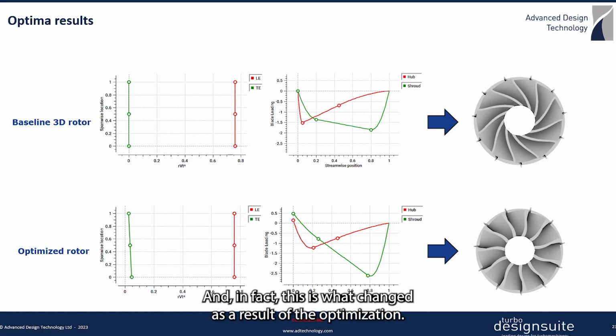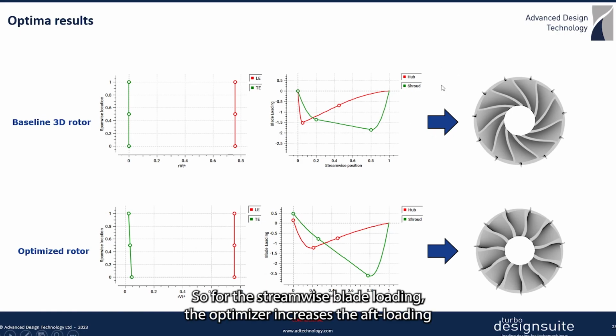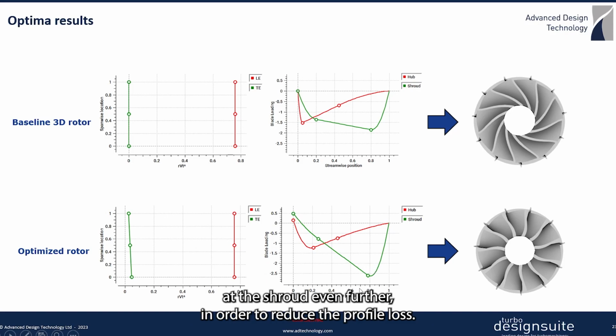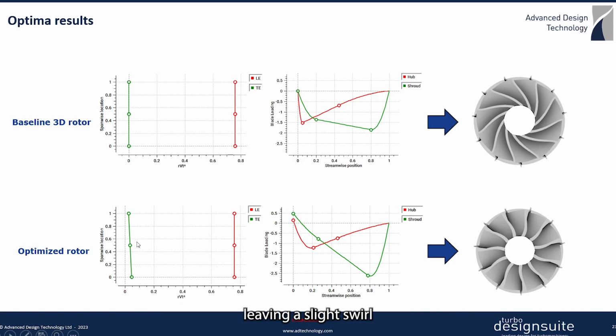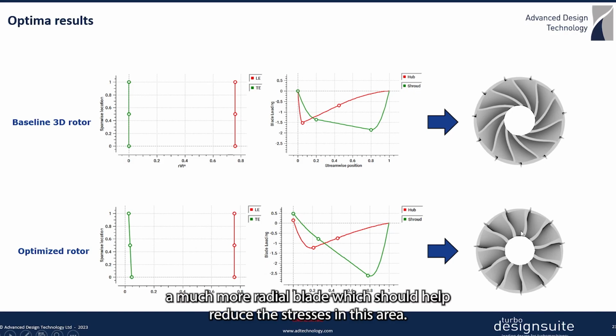And in fact, this is what changed as a result of the optimization. So for the streamwise blade loading, the optimizer increases the aft loading at the shroud even further in order to reduce the profile loss. And for the span-wise work distribution, you can see that the optimizer recommends leaving a slight swirl at the trailing edge for improving the blade wrap in this area. And as a result, the optimized rotor is clearly looking very different from the baseline rotor. So while the baseline 3D rotor had a high lean or wrap at the trailing edge, the optimized design features a much more radial blade, which should help reduce the stresses in this area.